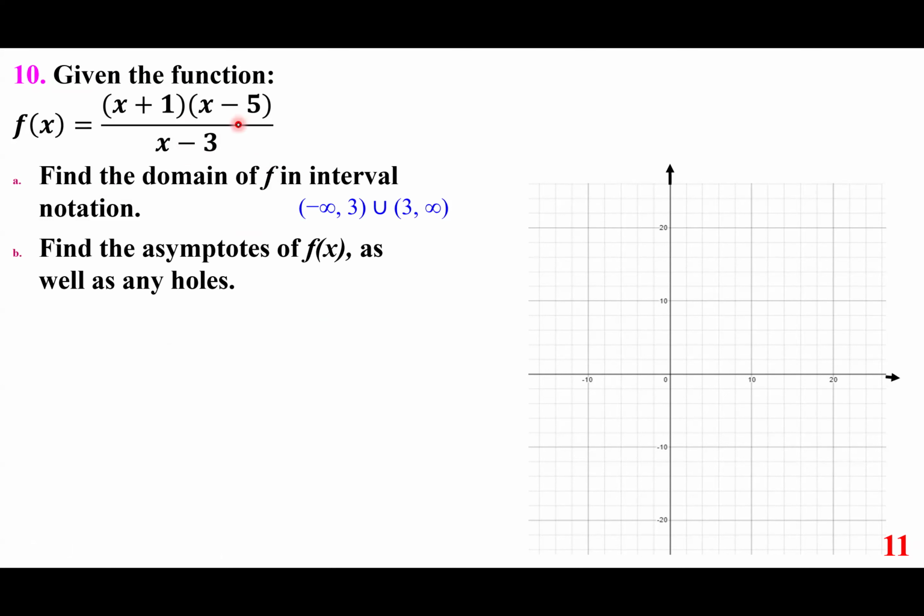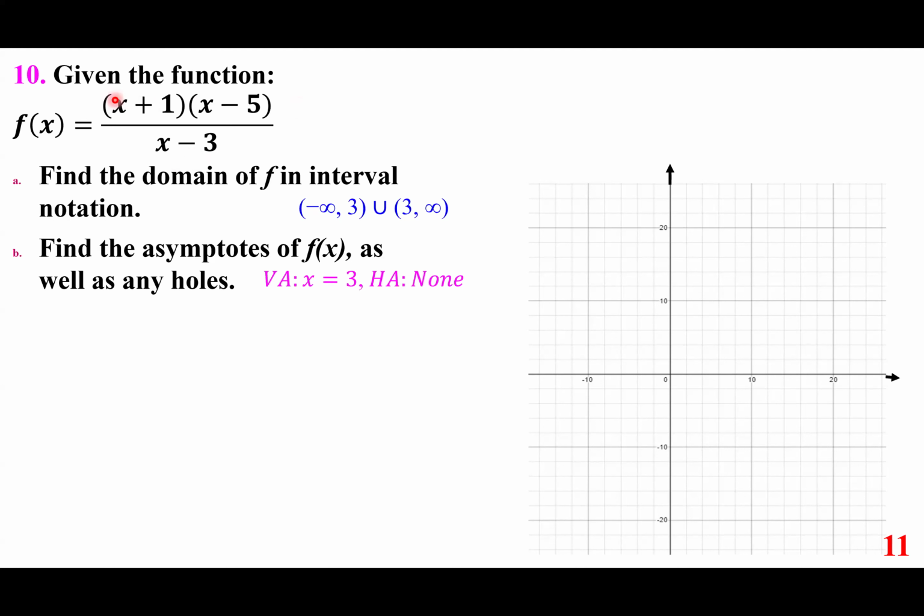Find the asymptotes of f of x as well as any holes. If there is a common factor, there is a hole. So this one, there is no hole when there is no common factor. Vertical asymptote, x minus 3 equal to 0. Horizontal asymptote, none. Why not? Well, the degree of the numerator is 2, the degree of the denominator is 1, and it's larger, therefore there is no horizontal asymptote.